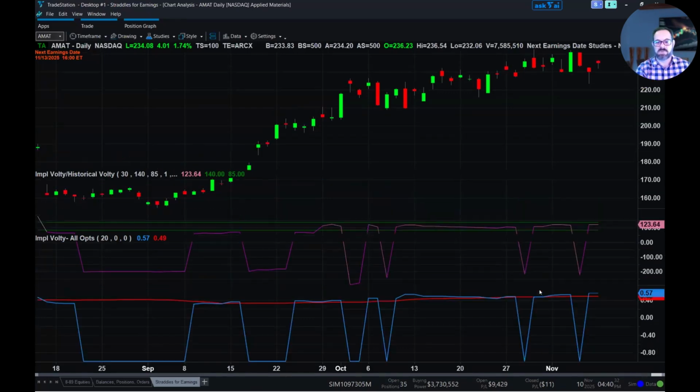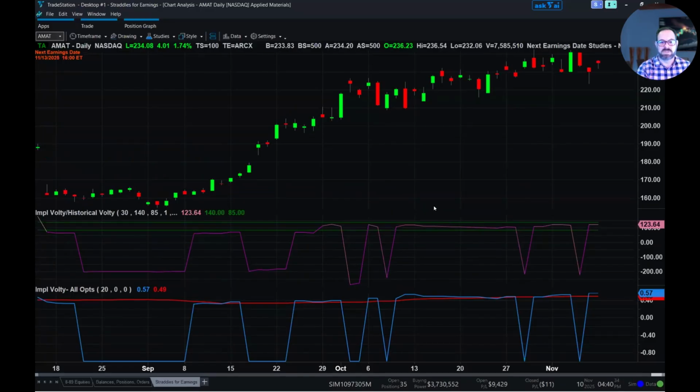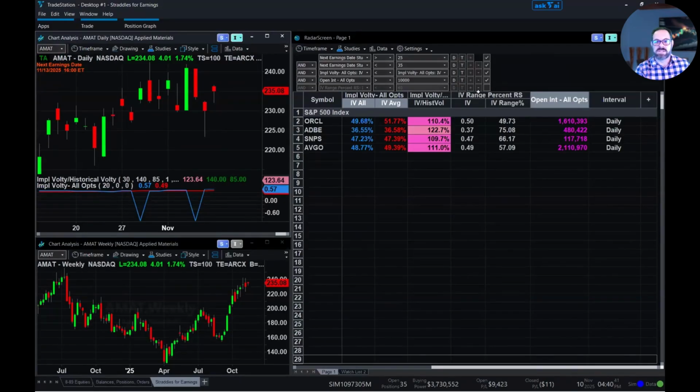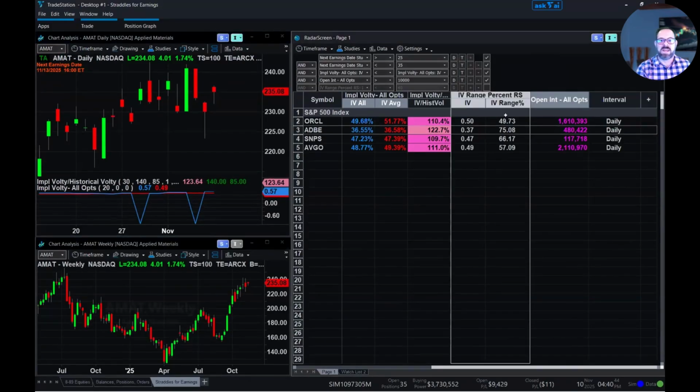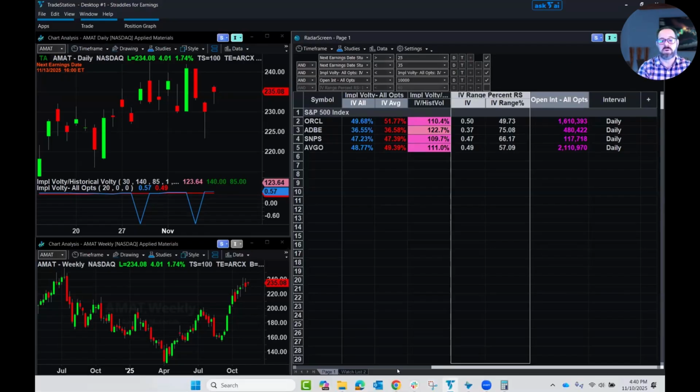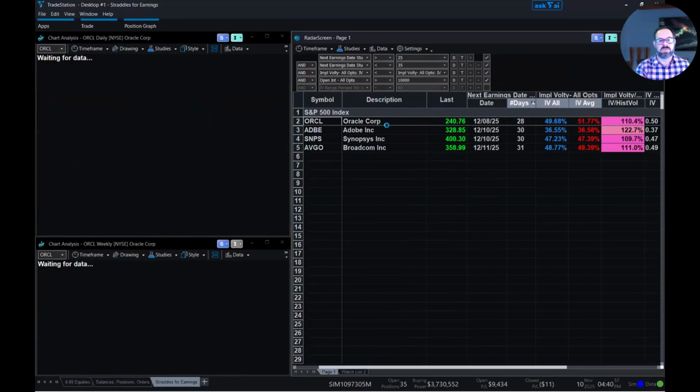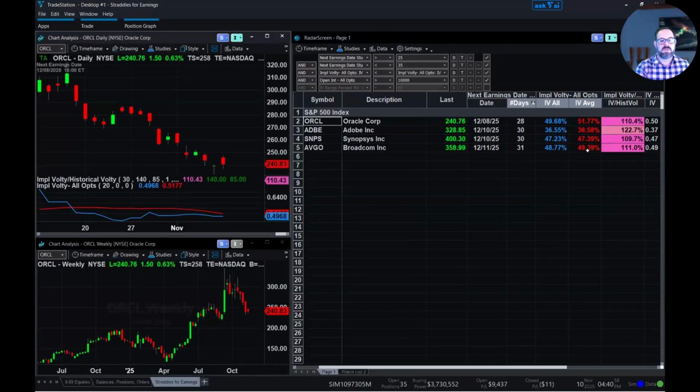So I'll disable it, or I could have removed it, but that's okay. If we go back to the radar screen, you'll see there it is, IV range percent and range percentage. None of these are below 40. So unfortunately, we might have somewhat high volatility, and therefore they may not be the best opportunities for this particular strategy. So we'll click on Oracle, take a look at this real quick, go in.